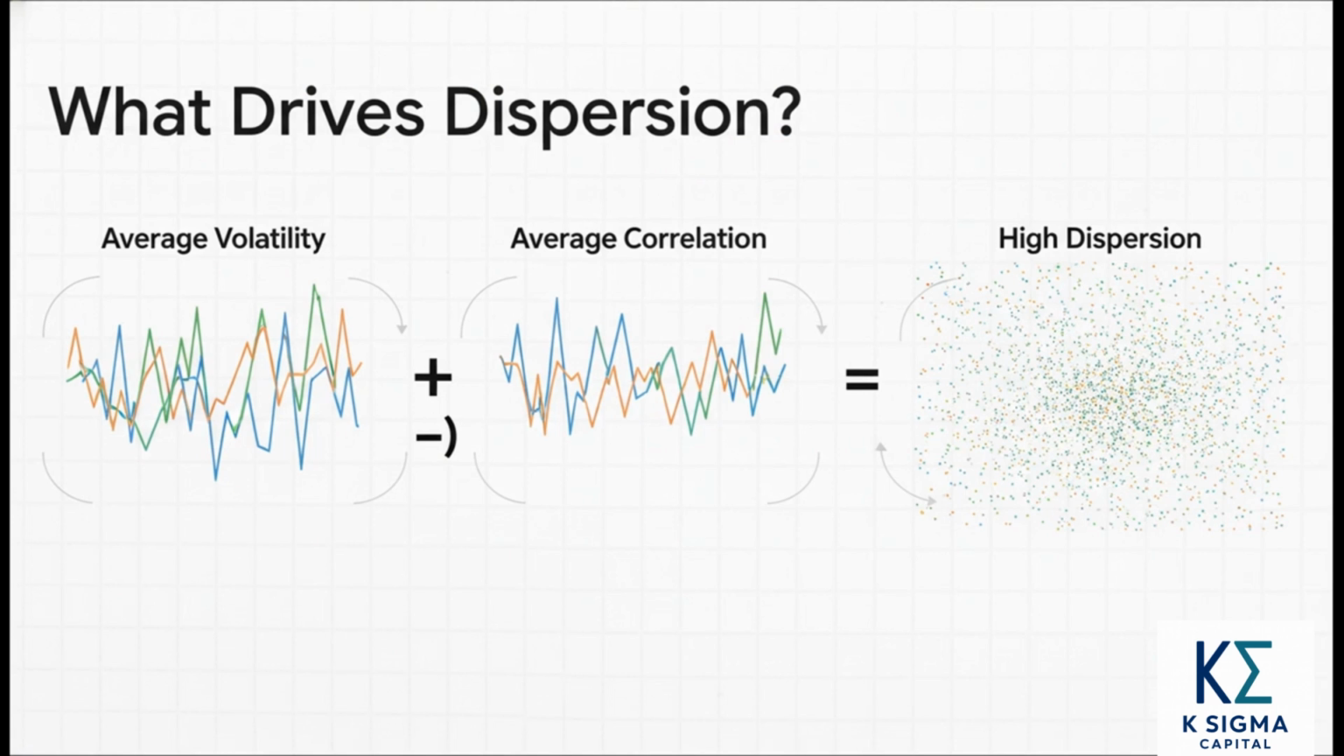It really comes down to two key ingredients. First, you need individual stocks to be volatile. They have to be making big moves up or down. But second, and this part is absolutely critical, they can't all be moving in the same direction. High volatility plus low correlation, that's the magic recipe for high dispersion.